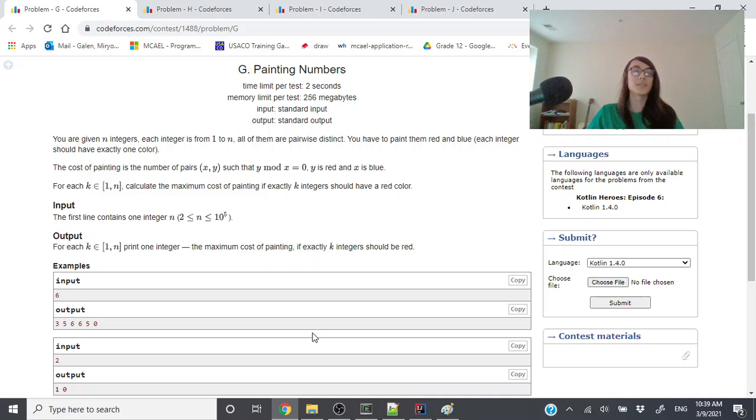Nice. All right, so it's equivalent to saying for each blue one, we get the number of its multiples, right? So we can sort of go backwards. Say that we have to have a certain number of blue ones.